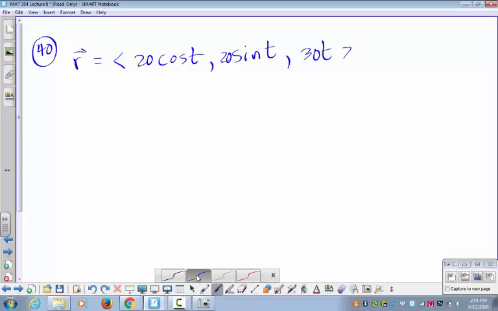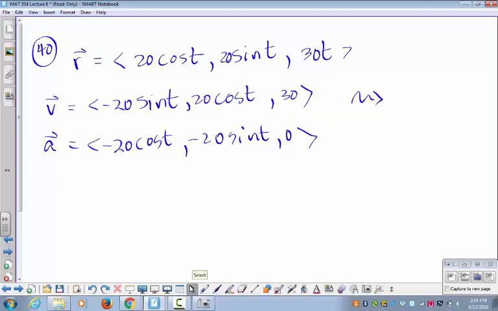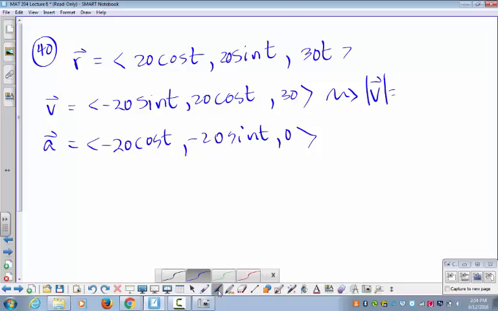So finding the components, let's go ahead, find the velocity. Find the acceleration. Find the speed. I have to move those over a smidge. All right, so speed. We're going to square, square, square, add. So 400 sine squared plus 400 cosine squared is just 400. So it's going to be 400 plus 900.